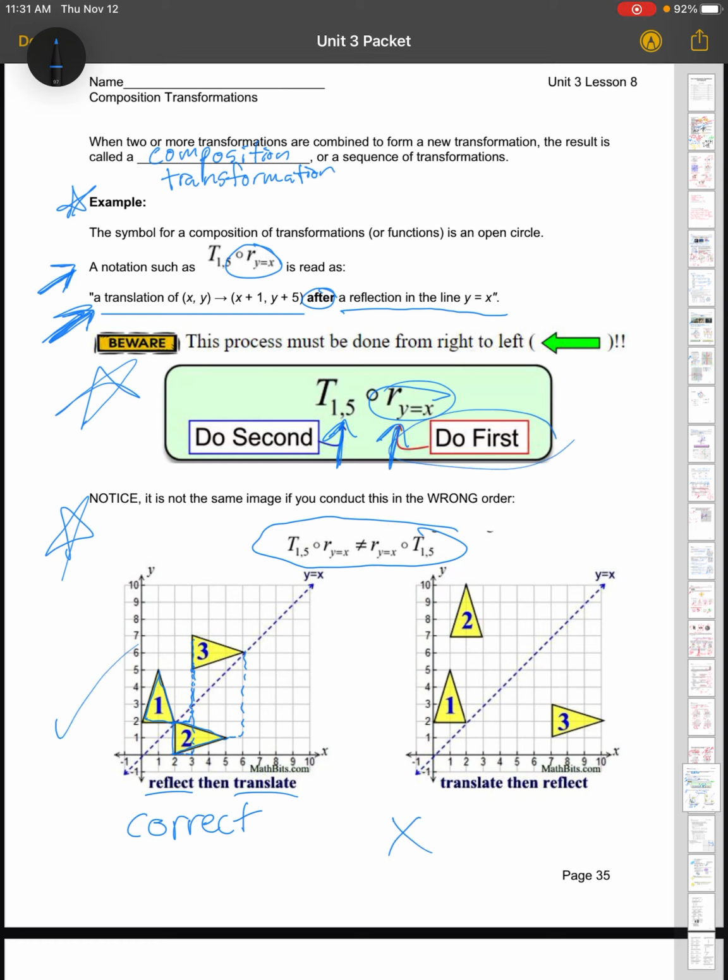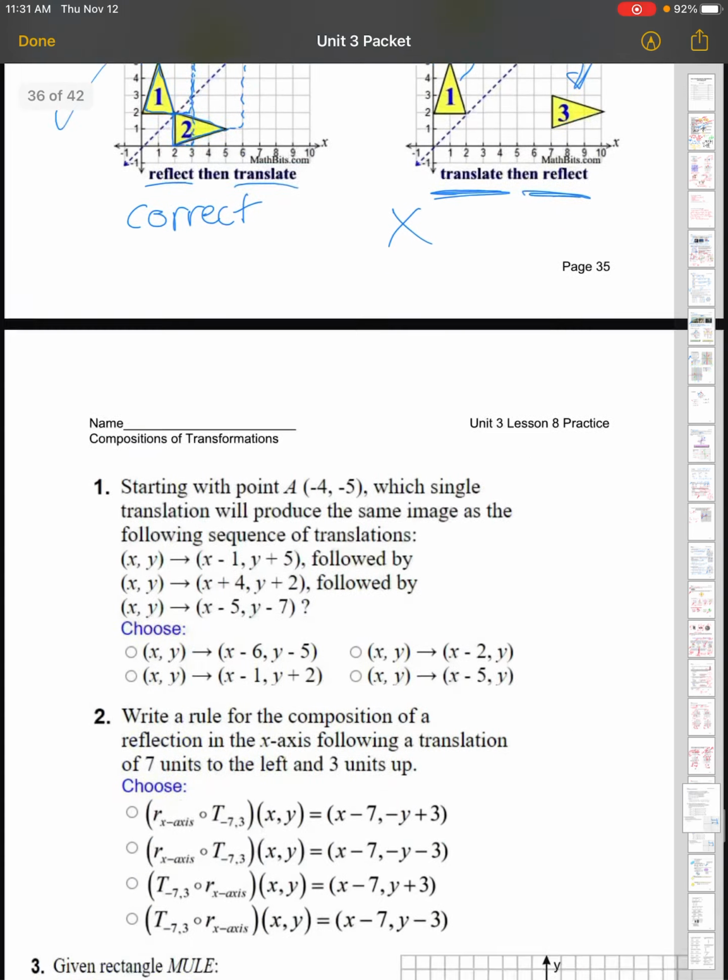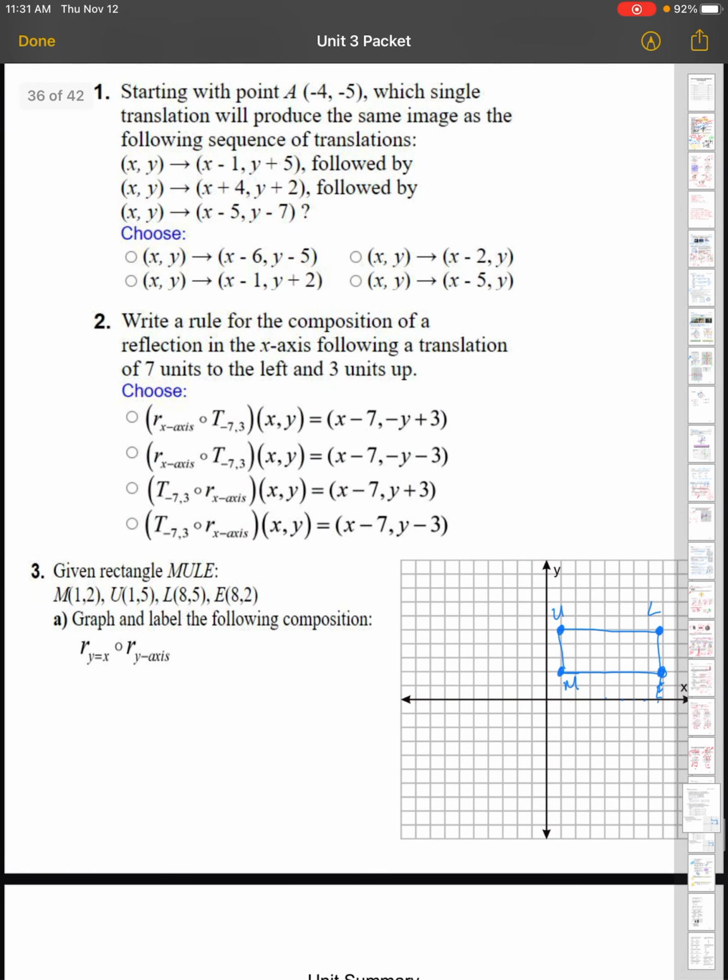Now this is the wrong way. This is if we didn't read it from right to left, as it says here. We would translate first and then reflect. So we get totally different answers. Here's our translation first and then our reflection. So with compositions, we always read, once again, from right to left. That is the key thing here. There's nothing really added as far as new transformations.